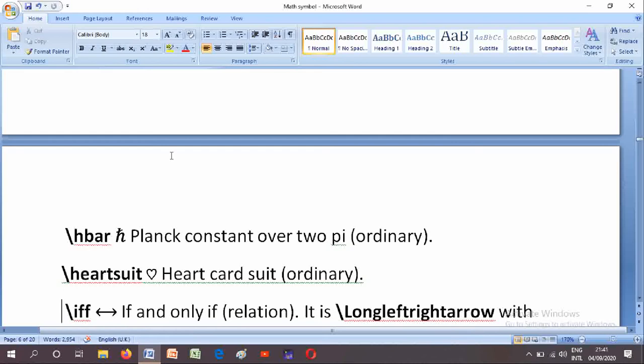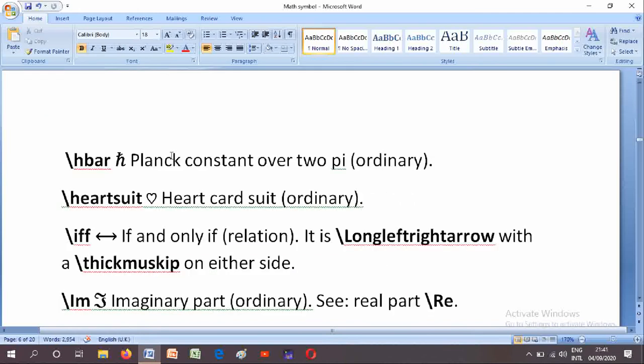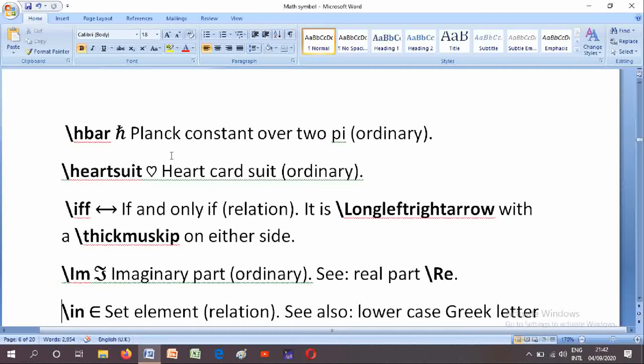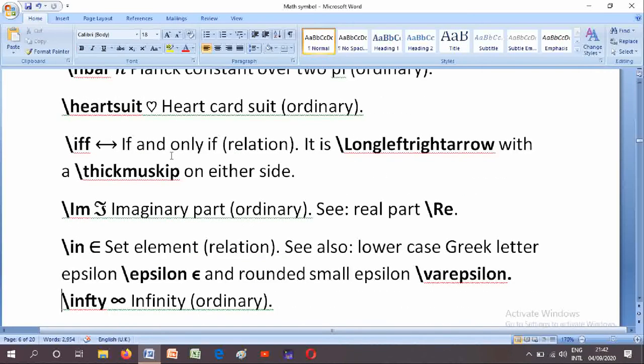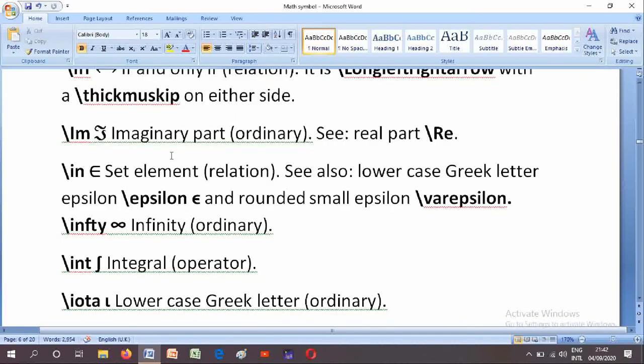\hbar, h-bar, reduced Planck's constant over 2π, ordinary. \iff, if and only if, and similarly \Longleftrightarrow. And \thickmuskip, on either side. \Im, imaginary part, \Re, real part, \in, for element.